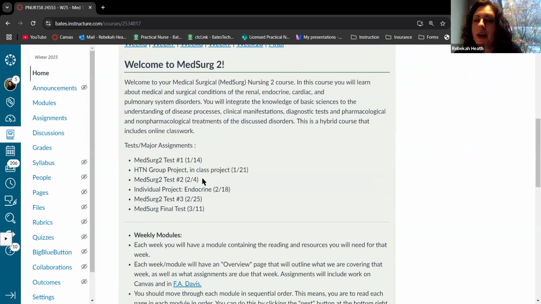Major assignments, we are going to have 3 module tests and 1 final test. So here you can see the dates. Now you might say, wow, test 1 is really early, January 14th. Don't be worried. It's only going to be on renal.